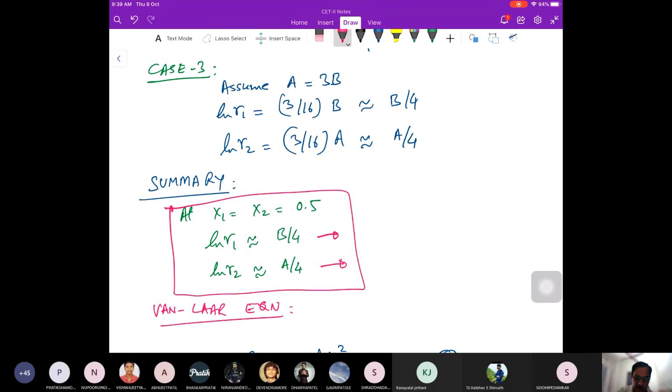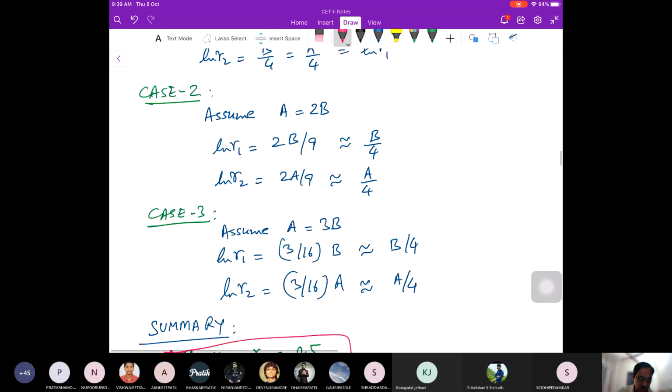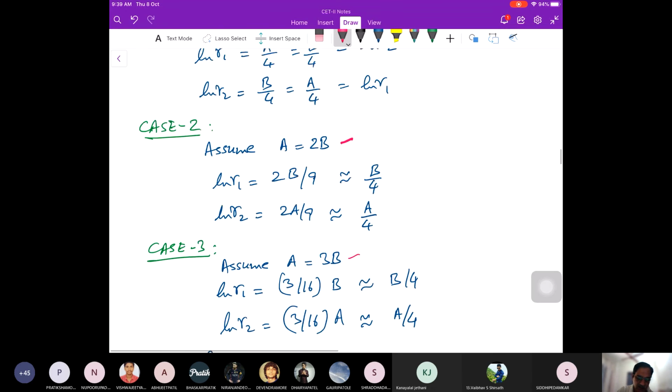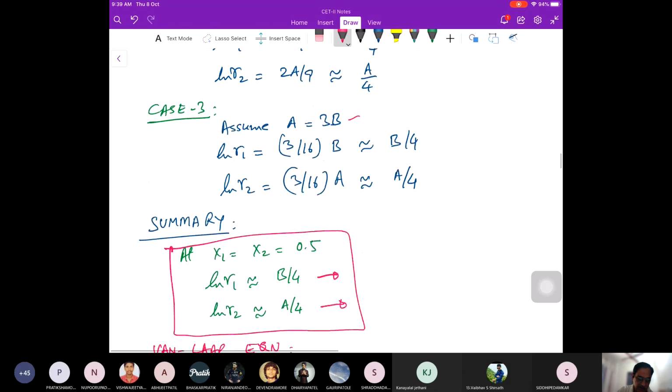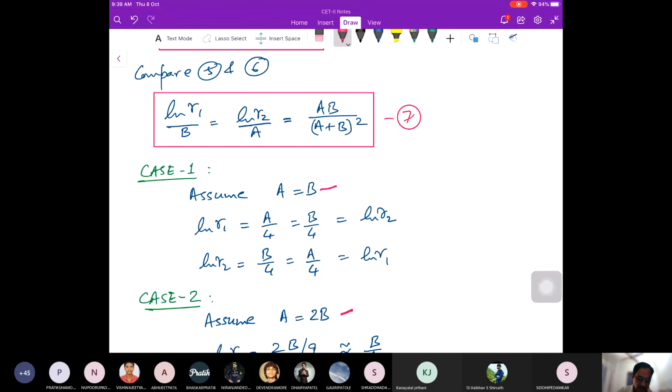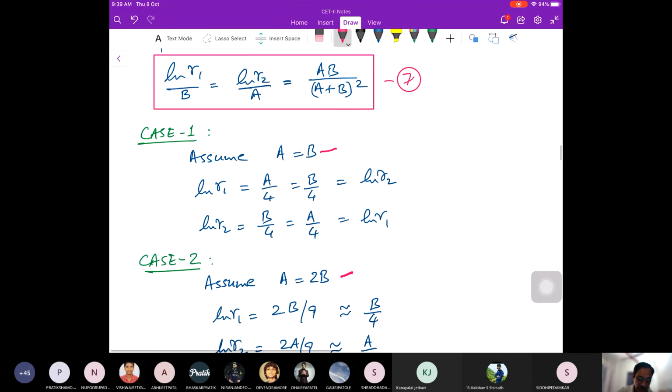We are not saying a is equal to b here because we have taken three cases. First case was a equal to b, second case was a equal to 2b, third case was a equal to 3b. From this we generalized that it is approximately b by 4 and a by 4, not equal. Equal only when a is equal to b. In the other cases it is not equal.